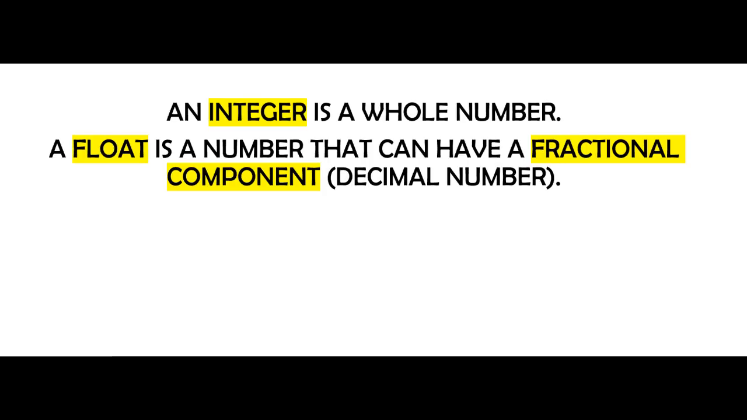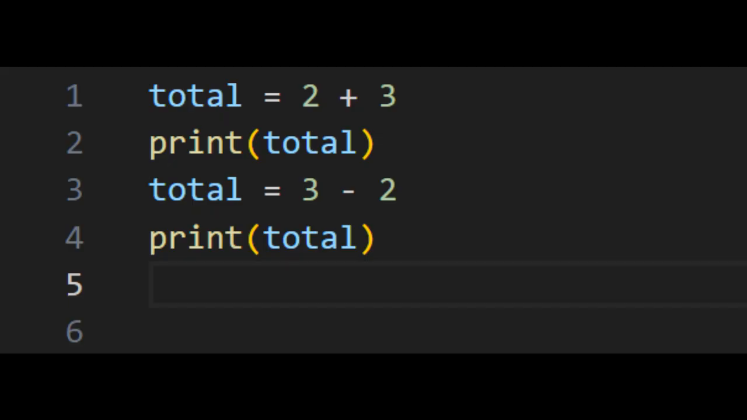To start off with, there are two main types of numbers in Python: integers and floats. An integer is a whole number, and a float is a number that can have a fractional value or a decimal. Within Python, you can do calculations with numbers similar to how you can outside of coding. However, some of the operators are a bit different.